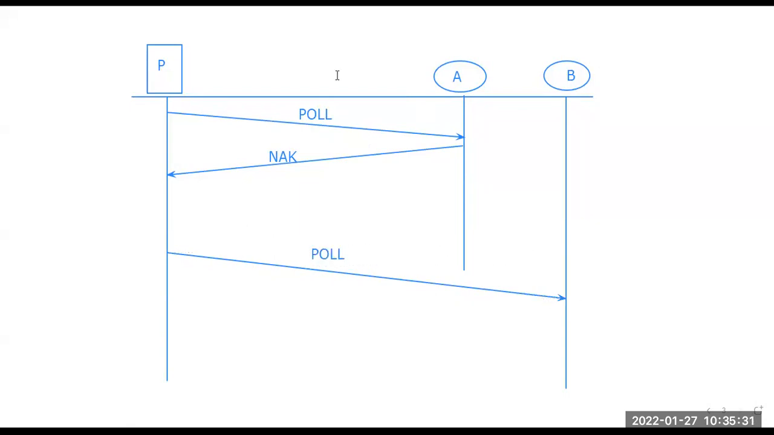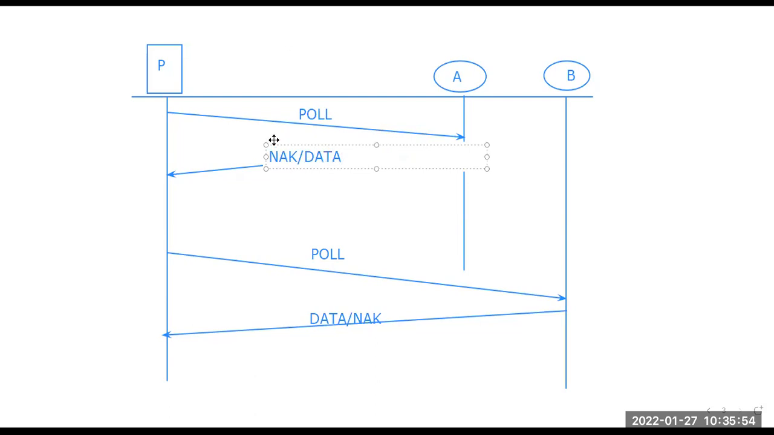If anything needs to be sent, it will be passed with either the data or with an NAK. So here also I can write this NAK, or it will be data. So the better term is, we can say the NAK or the data will be passed. So this is the simple process for the polling part, right?